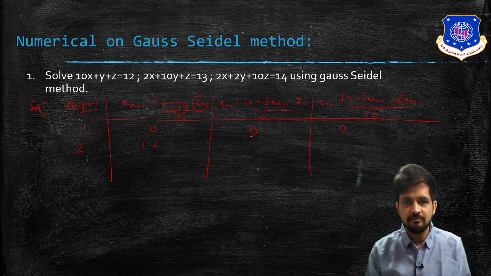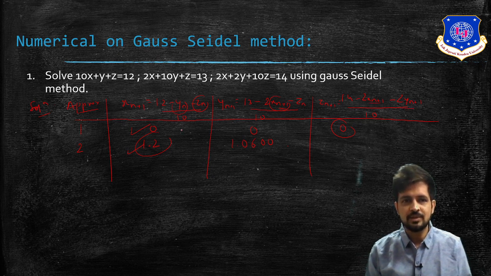Okay, here which value do we have to take? 13 minus 2 xn plus 1 and zn. What is our zn? Zn is the old value, so in place of z we have to take 0, and in place of x we are not taking the old value, we are taking this value 1.2. So to find yn plus 1 we have to use 13 minus 2 into 1.2 minus 0 divided by 10. Your answer will be 1.0600.